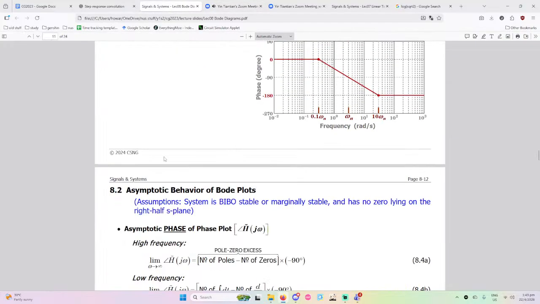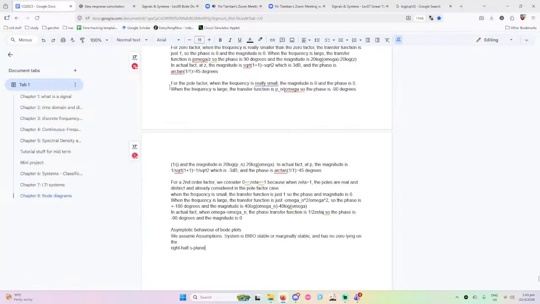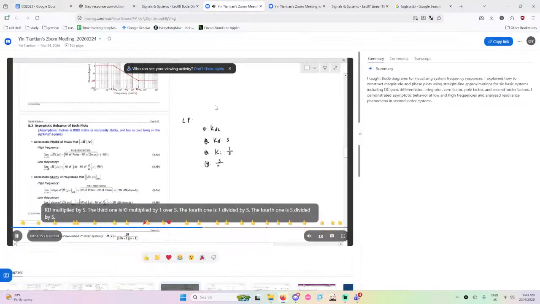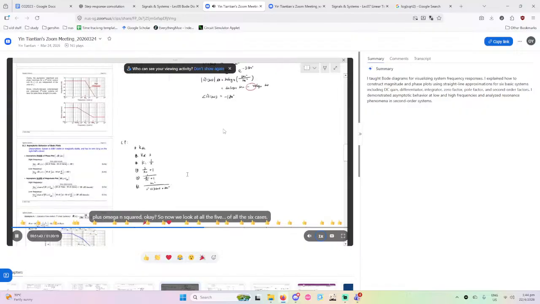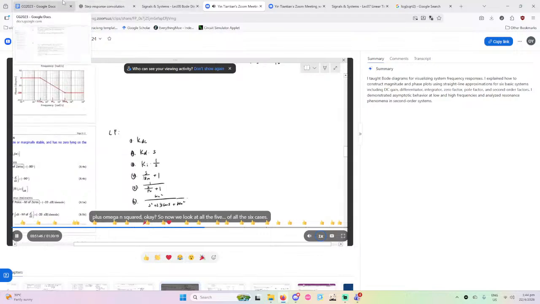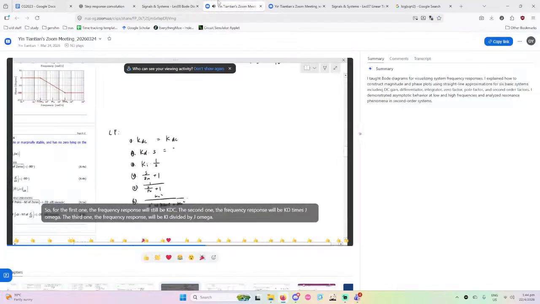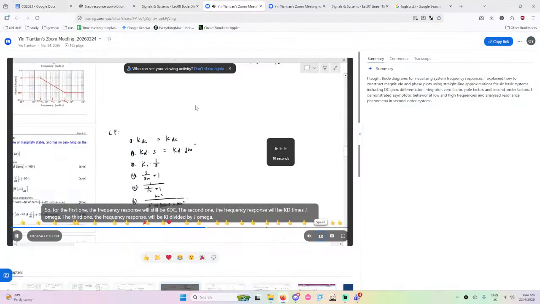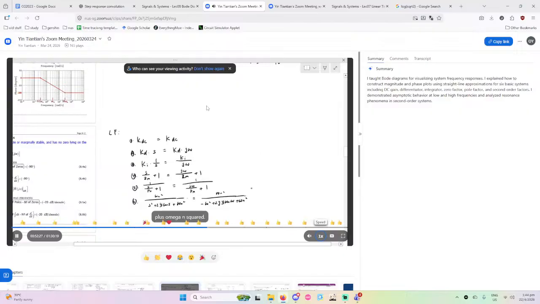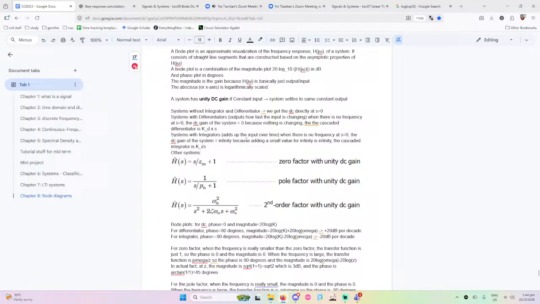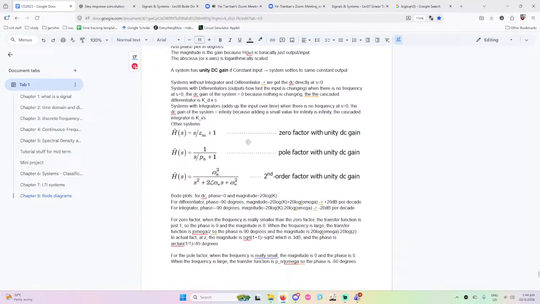As we have studied 5 basic systems, the first one is K DC. The second one is K D multiplied by s. The third one is K I multiplied by 1 over s. The fourth one is 1 divided by s. Okay. So now we look at all the 6 cases. For the first one, the frequency response will still be K DC. The second one, the frequency response will be K D divided by... omega n squared. Okay. So now we have written all the 6 subsystems.